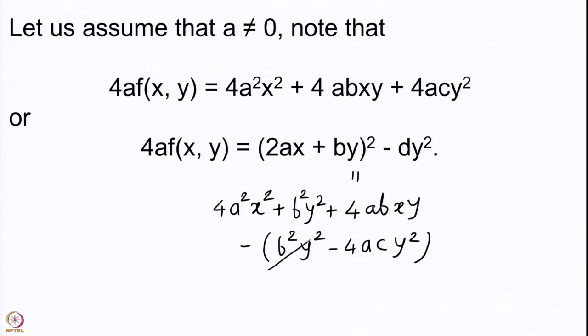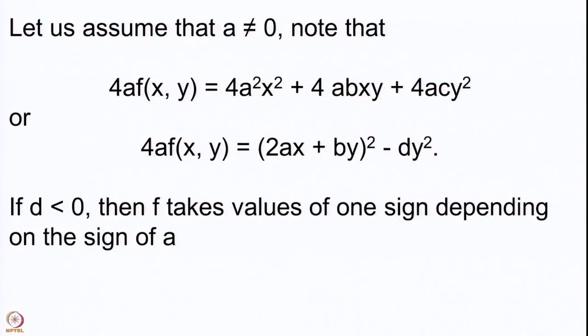So, this b square y square and b square y square gets cancelled, and indeed we get 4a square x square plus 4ab xy, minus minus will become plus, so 4ac y square. So, we have written our form multiplied by 4a, but 4a times the value is a square minus d times a square.